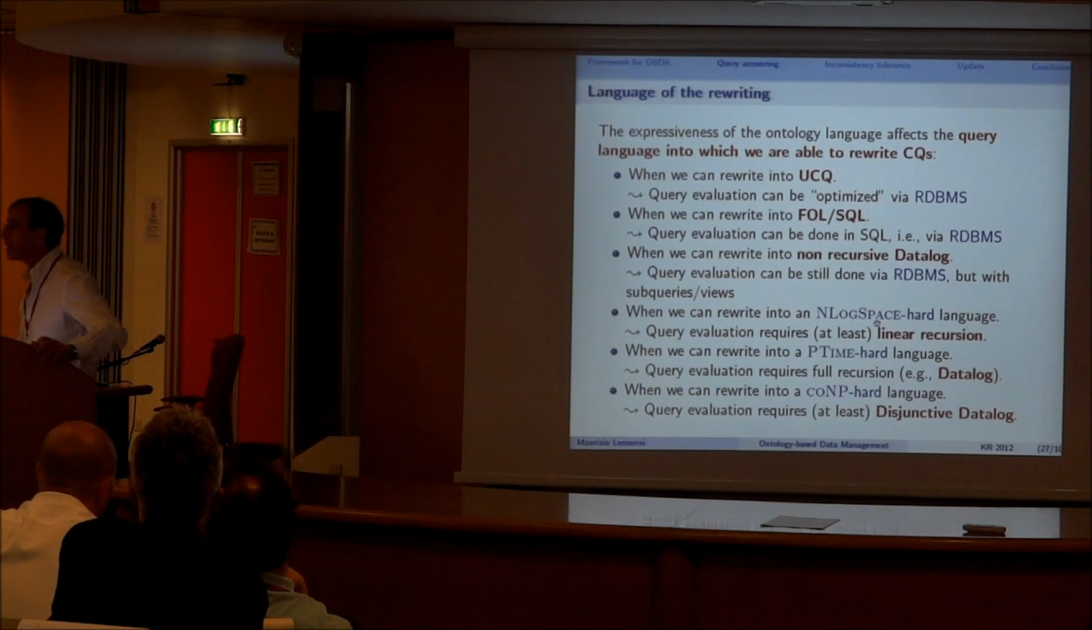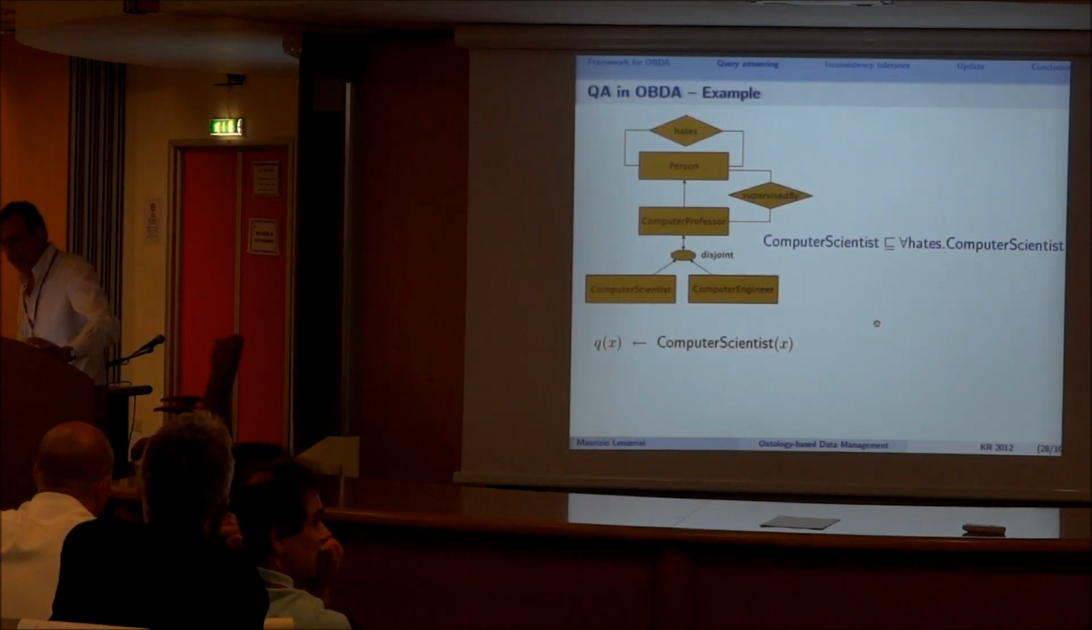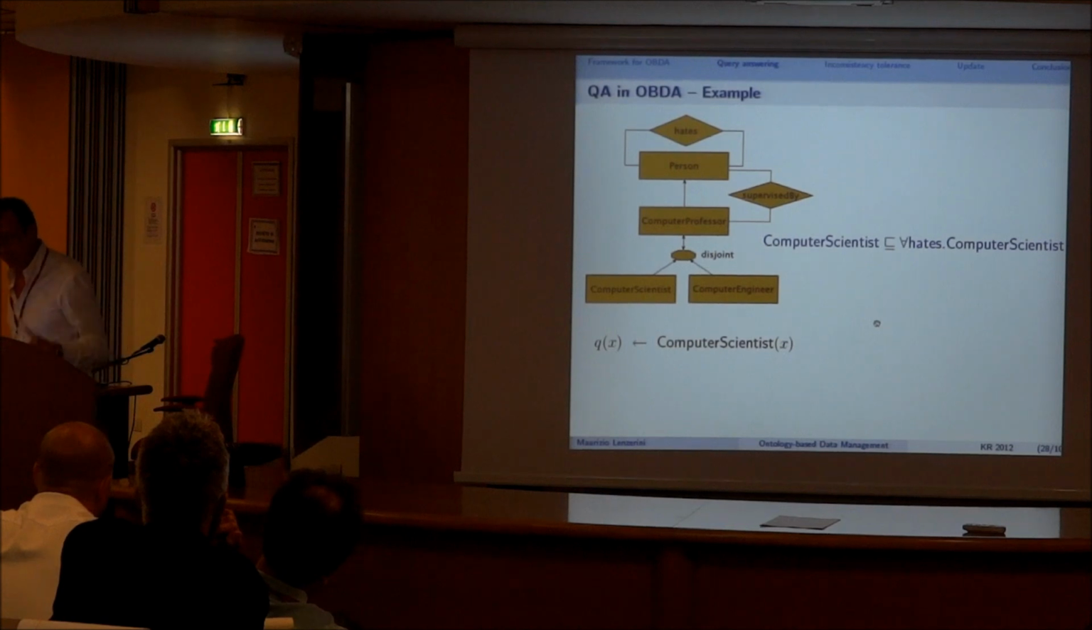And it's very important, and that's why we wanted to see what happens if you want to rewrite into union of conjunctive queries. And actually, the idea is that the kind of language you have really determines the kind of rewriting that you get. Let's see another very simple example. Let us reconsider the ontology that we saw before, and let's add a new axiom. Say that the computer scientist hates only computer scientists. Okay?